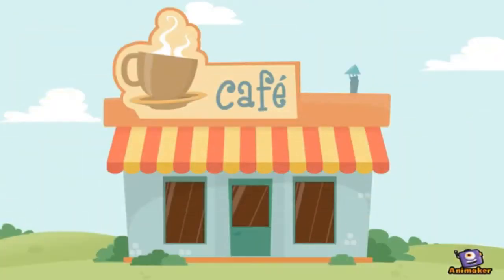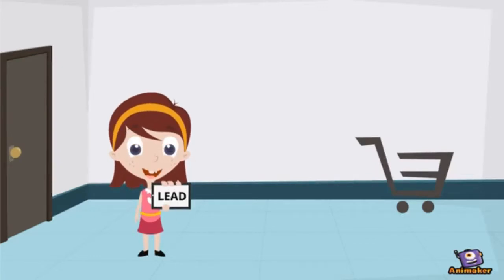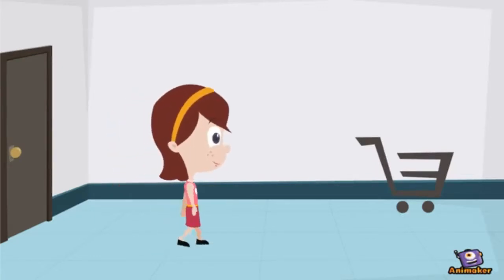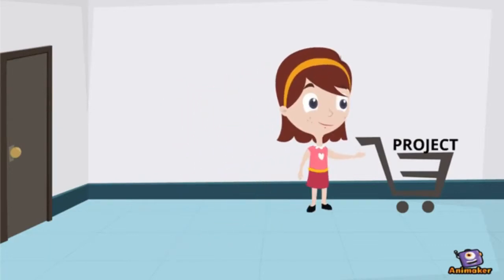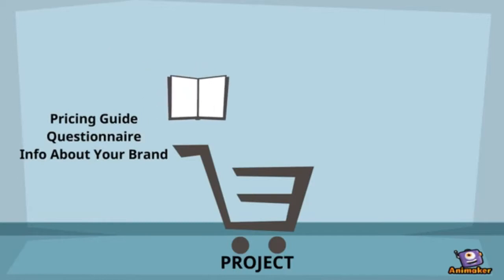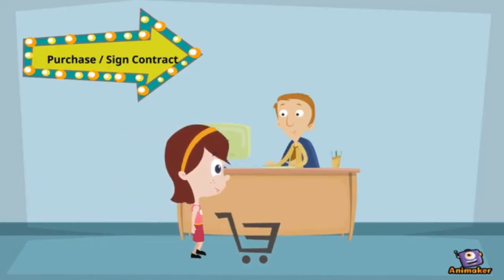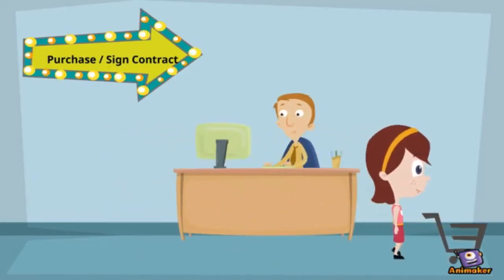This is your store, and this is Kate. Kate is interested in what you're selling in your store, so she decides to come in. When she does, Dubsado will classify her as a lead. She will also grab a shopping cart, otherwise known as a project in Dubsado. As she shops or interacts with your brand, she may collect several things in her project shopping cart. Things like emails, a pricing guide, questionnaire, or other information about your business, scheduled appointments, proposals, contracts. When she's done shopping, she'll either purchase your product or sign your contract. Either way, her lead status will be updated to job.